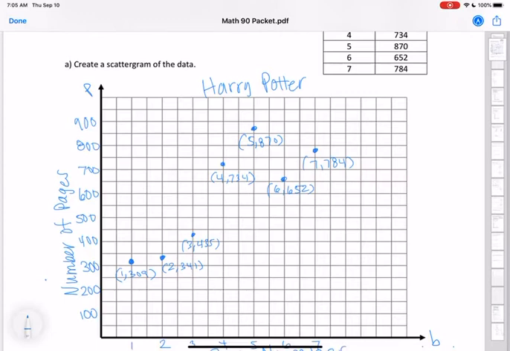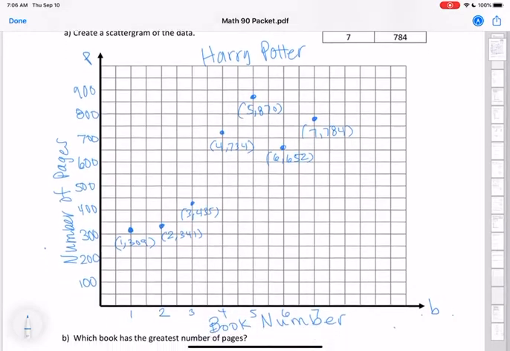All right, so if you aren't quite done, just hit pause and go ahead and finish it off. If you are done, go ahead and take a look and make sure that we got the same thing. It's really tempting for people to connect the dots. We are not playing connect the dots, okay? So it's just a scattergram. It's just ordered pairs. So this is the answer for part A.